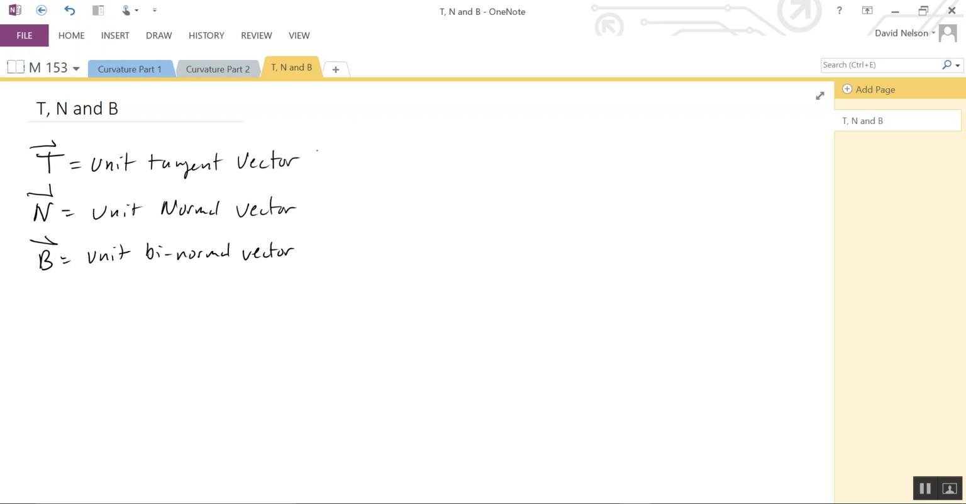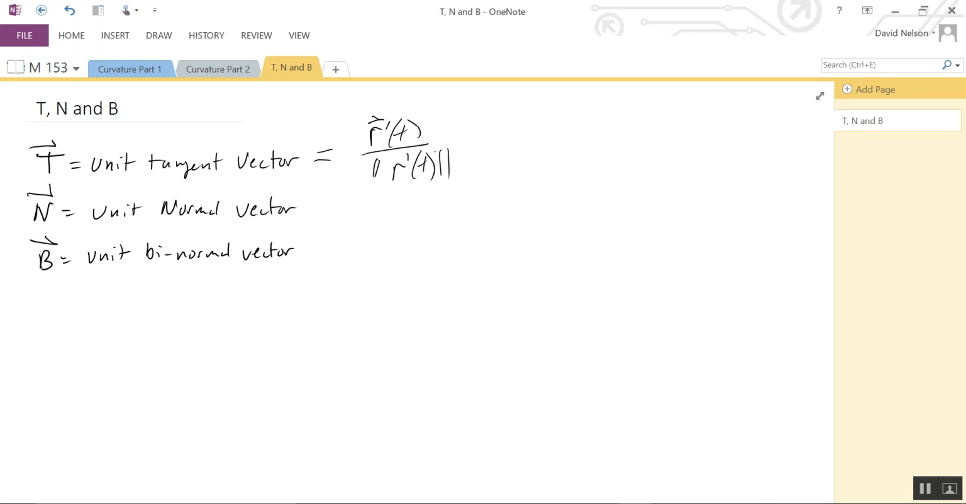We've already talked about how to find the unit tangent vector. What we want to do is look at r prime of t. R prime of t gives you a vector that's tangent to a curve, and what we want to do is divide that by the magnitude of r prime of t to turn it into a unit vector. That will give us our unit tangent vector.